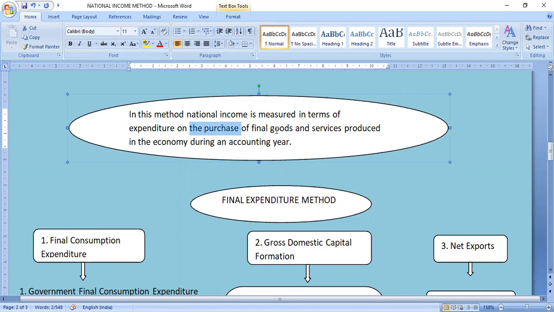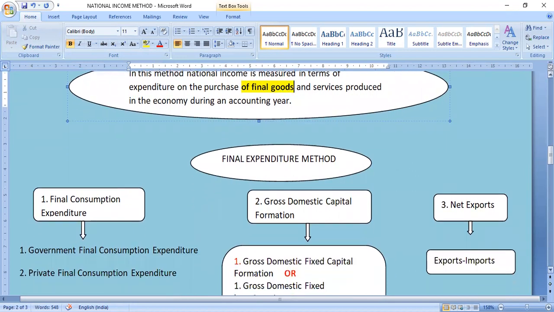The purchase of final goods and services, only final. Take care: the purchase of final goods, not intermediate goods, final goods and services produced in the economy during an accounting year. This will be calculated in the expenditure method for the calculation of national income. Let's see the components of the final expenditure one by one.